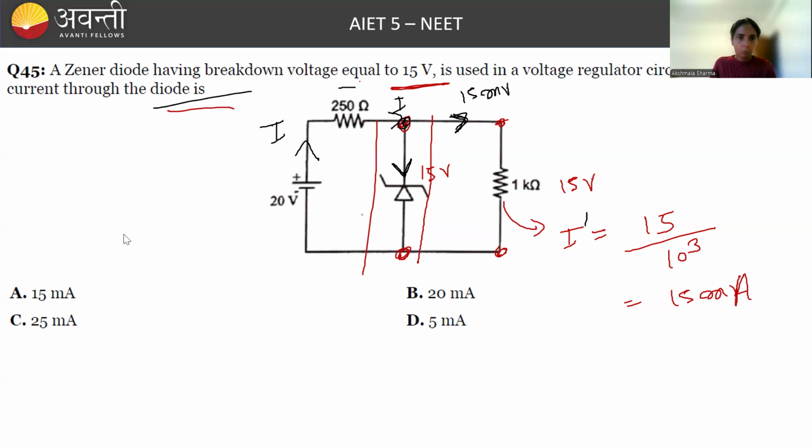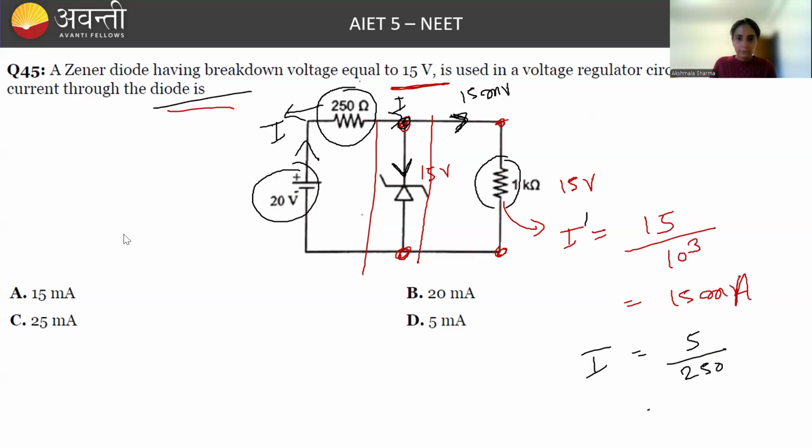If somehow we know what the current is here, then we can calculate what current will go through the diode. Total voltage is 20 volt, 15 volt is falling here, so the rest 5 volt will fall here. So total current, if I calculate, is 5 volt by 250, so this is 1 by 50.